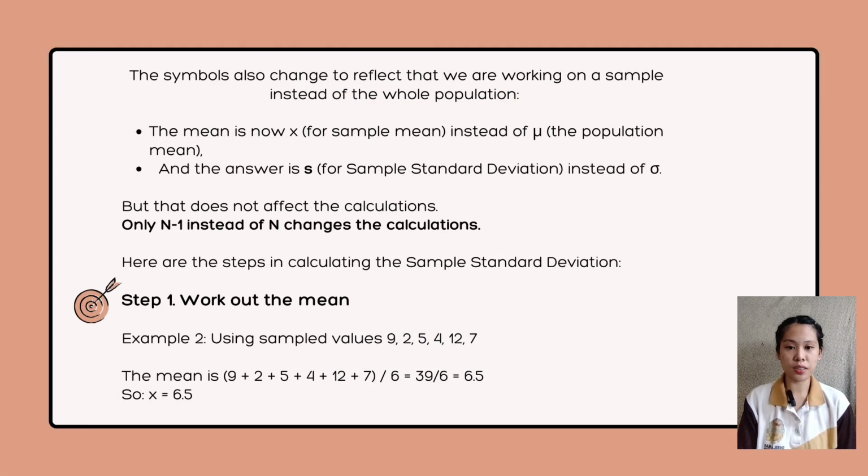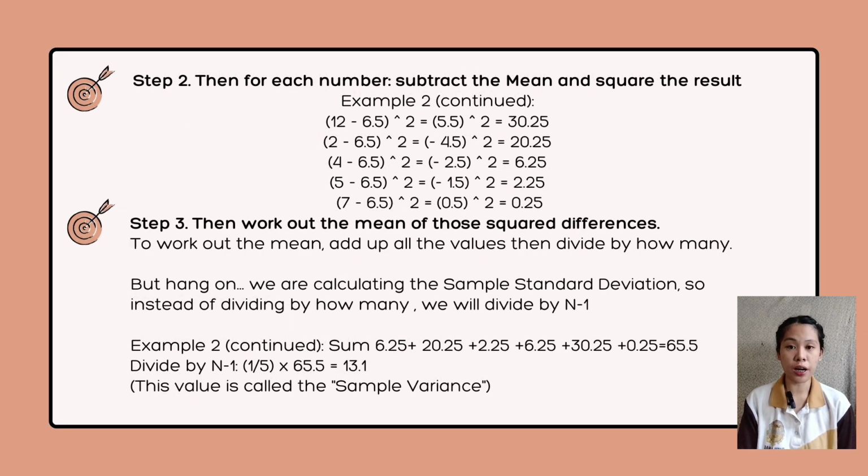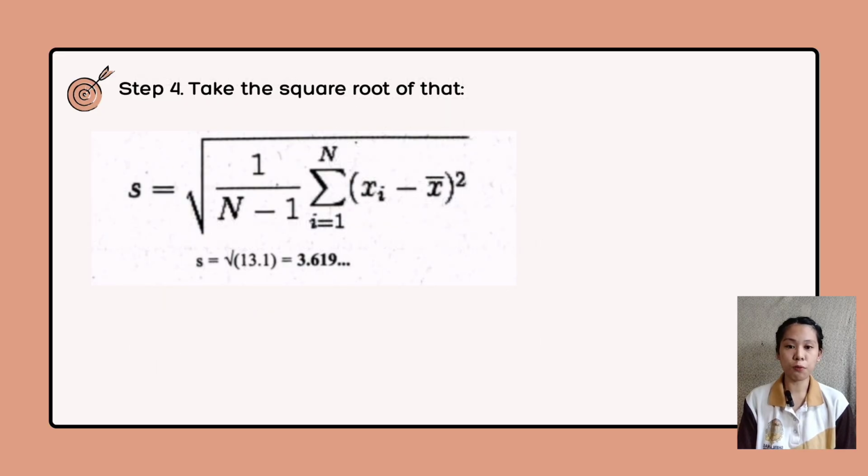Using the sample values 9, 2, 5, 4, 12, and 7, the mean is 6.5. After subtracting the mean and squaring the results, the sum of the squared differences is 65.5. Dividing by n minus 1 gives us a sample variance of 13.1. Finally, we take the square root of the sample variance, and the square root of 13.1 is approximately 3.62. This value is the sample standard deviation, represented by the symbol S.